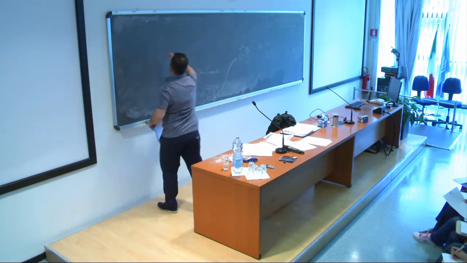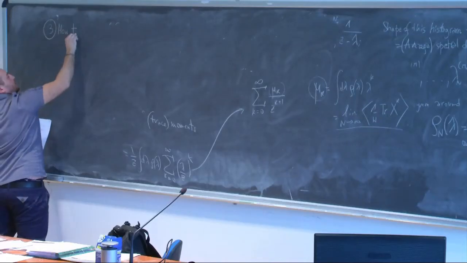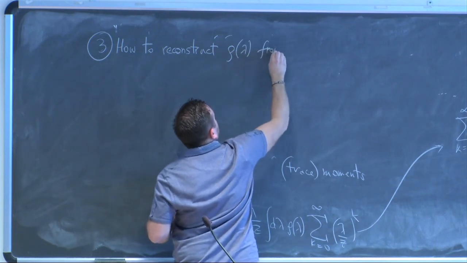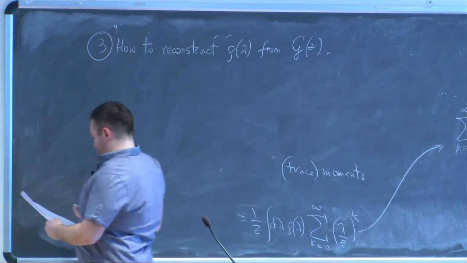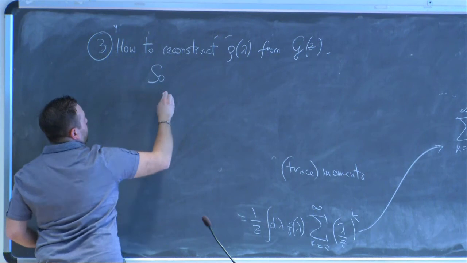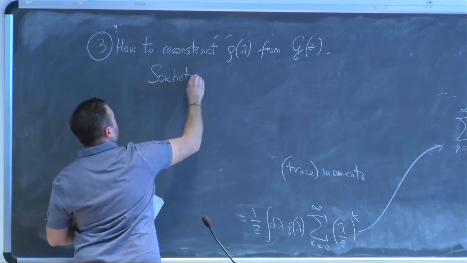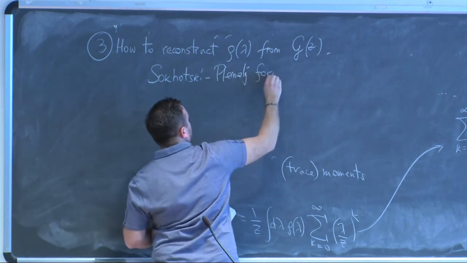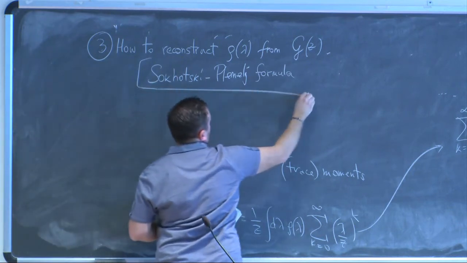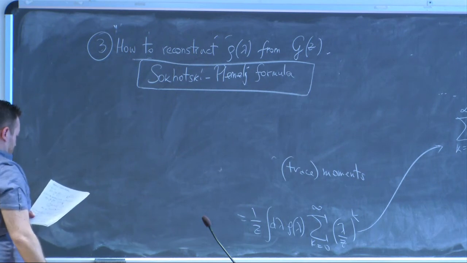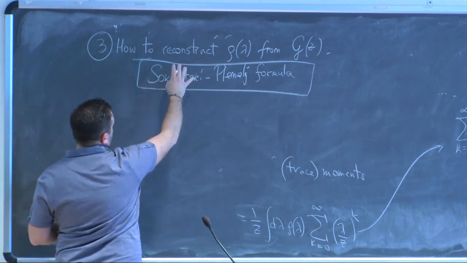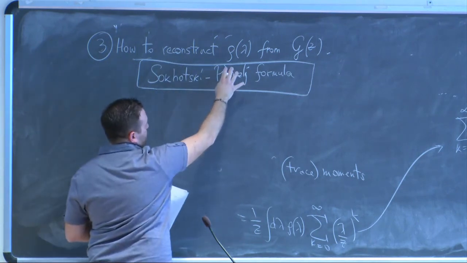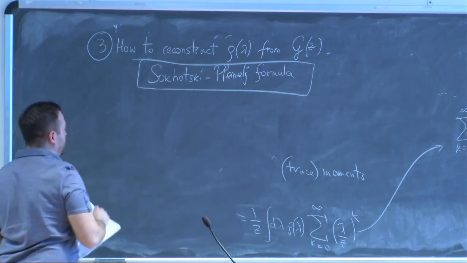So the third property is how to reconstruct rho of lambda from G of z. And for this, we need a very important formula, which is the Sochocki-Plemelj formula. This guy was Polish, half Polish, half Russian, meaning it was Polish when Poland was under Russia, and this guy is Slovenian, so he came from not far away from here.